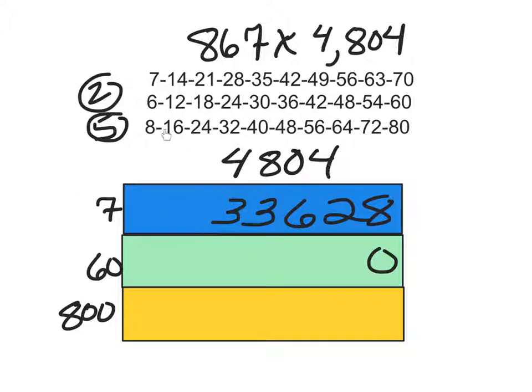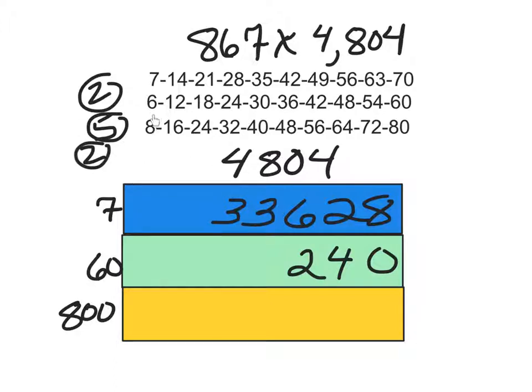6 times 4. 1, 2, 3, and 4 gives you 24. I'm going to drop the 4 and carry the 2. Drop that 4, carry that 2, and move along. 6 times 0, well, that's 0. Plus 2 is going to give you 2. So drop that 2 and move along.